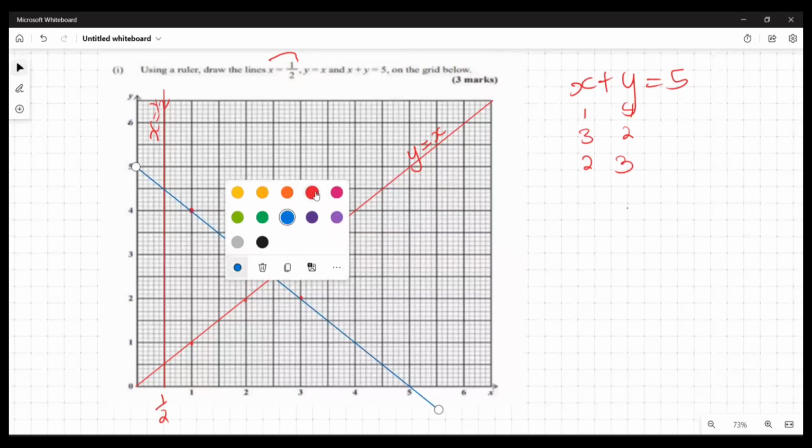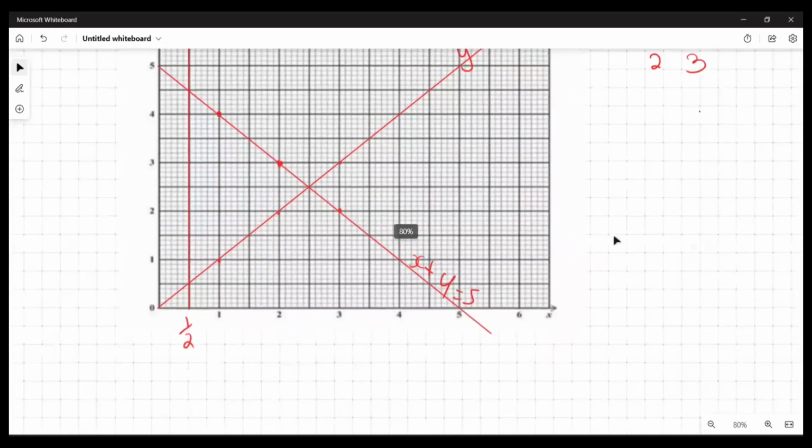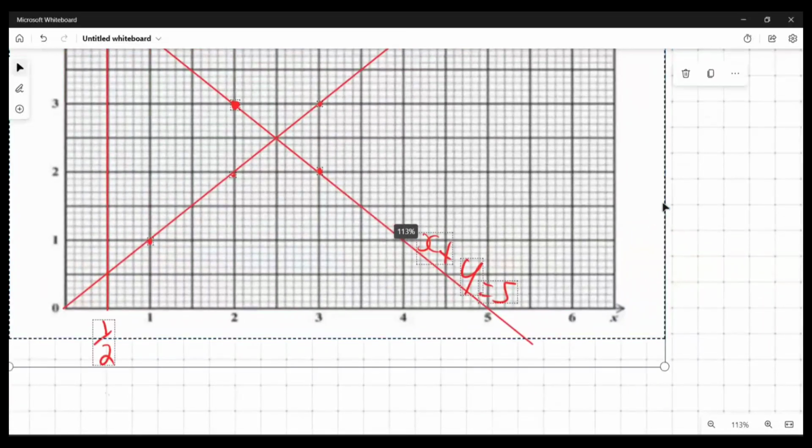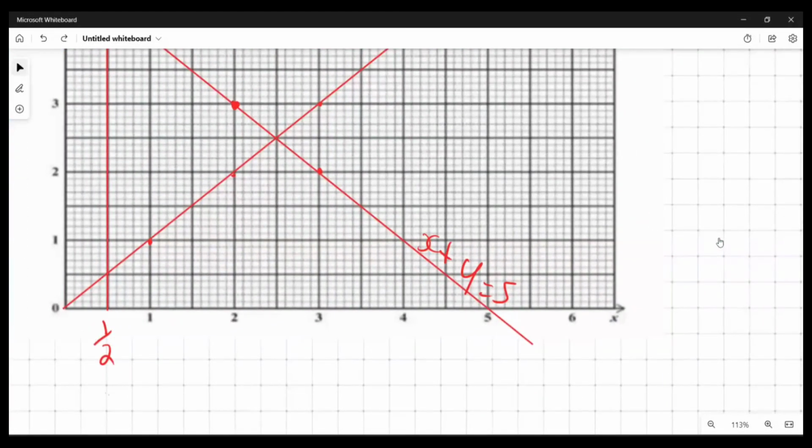All right, let me put it back in the same color red. See there? Look for yourself. I'm going to blow it up for you. x plus y equals 5. Look for yourself. Every coordinate says 5. Even the ones that you never did. They actually said 5. Look.